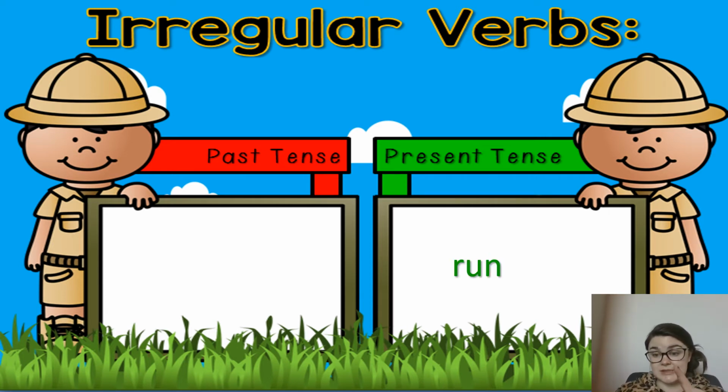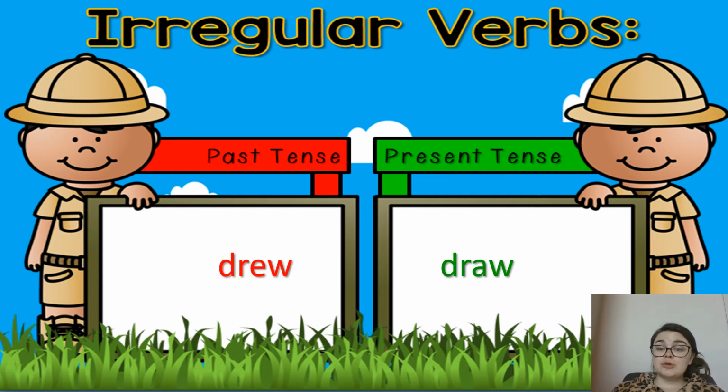Run becomes, we did this one before, ran. Good. See becomes saw. I saw the boy in my yard yesterday. Draw would become, can you think of it? Write down your answer. What would draw be in the past tense? Draw would become drew. I drew a picture of a butterfly yesterday, but today I will draw a penguin. That's the difference between the past and the present.